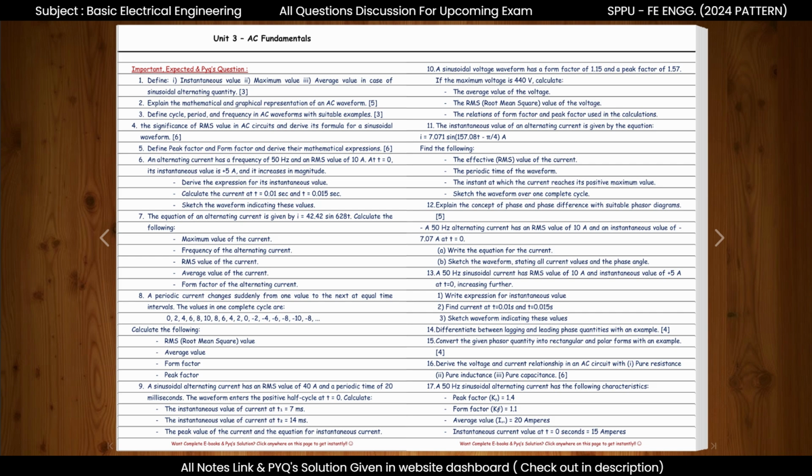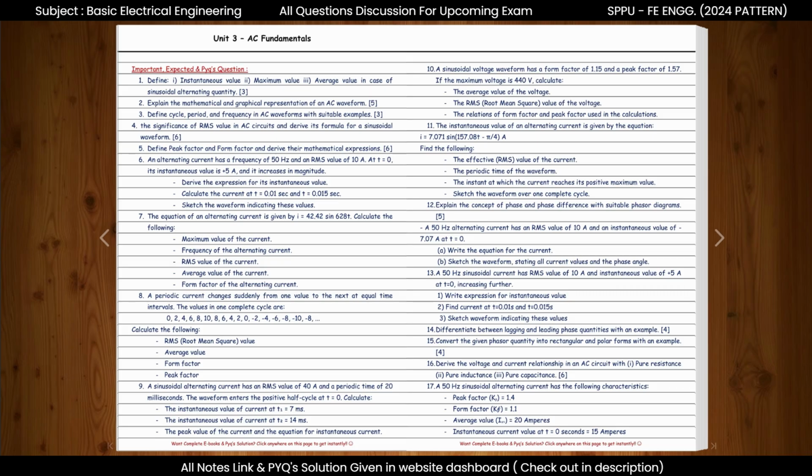From this topic, we can expect questions such as, a sinusoidal voltage waveform has a form factor of 1.15 and a peak factor of 1.57. If the maximum voltage is 440 volts, calculate the average value of the voltage, the RMS value, and show the relations of form factor and peak factor used in the calculations.